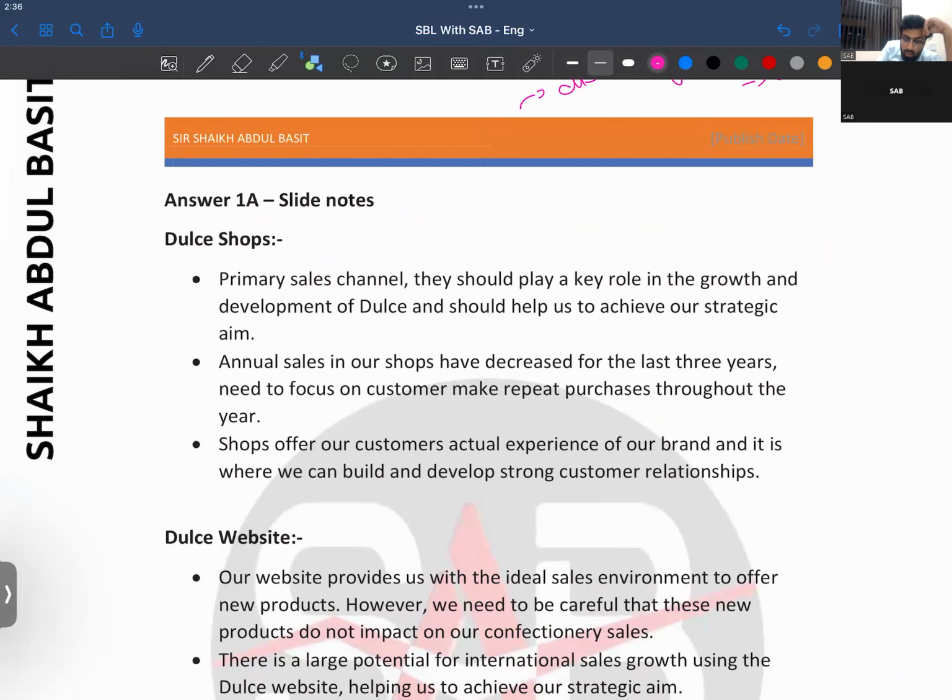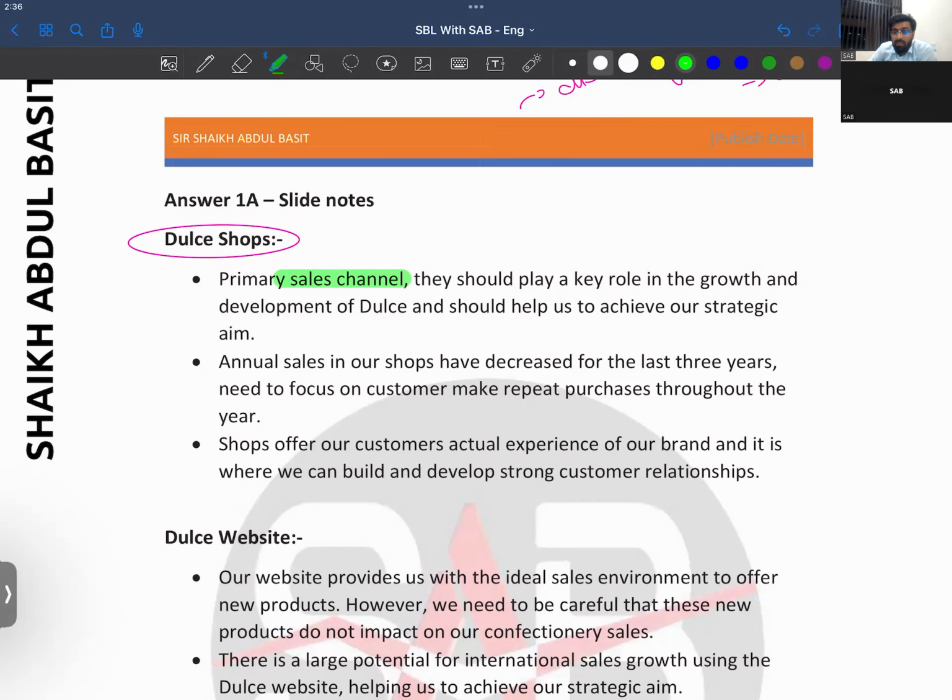See, Dulles shops. Now, what is the requirement? Make sure the requirement stays in your mind while writing, because you need to be specific. I've read an SBL article where the examiner clearly states that students were not that specific, therefore they failed. So make sure you are specific, right? The primary sales channel should play a key role in the growth and development of Dulles. So Dulles shops are basically the primary sales channel. You can make this point. These are the pointers; you can turn them into a paragraph by drafting.